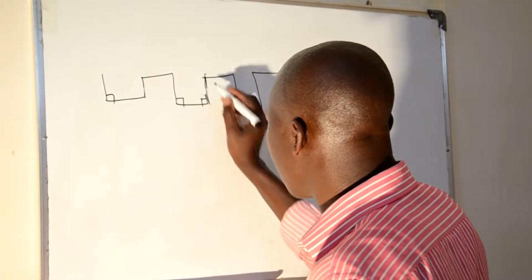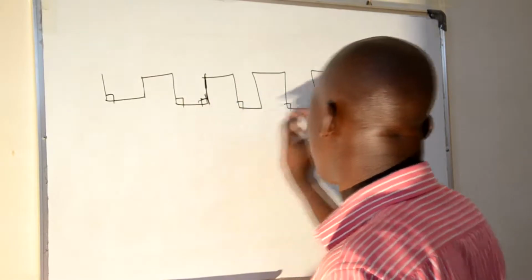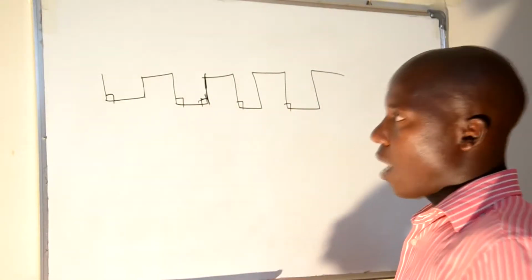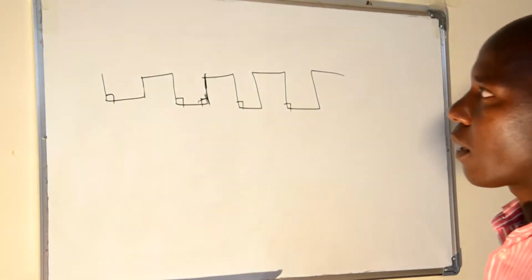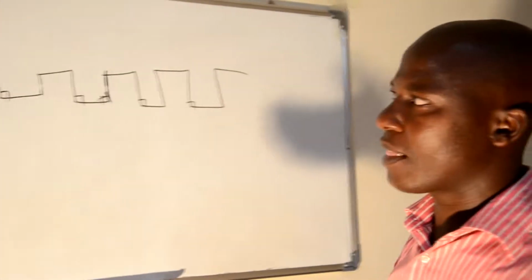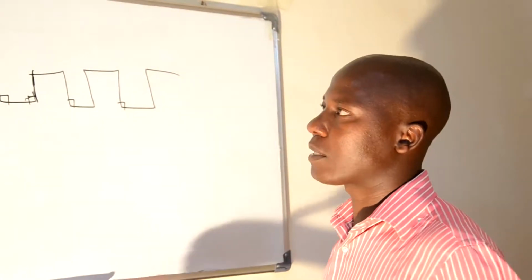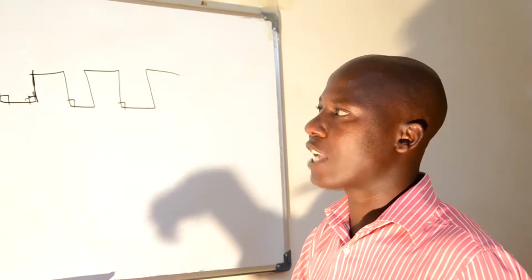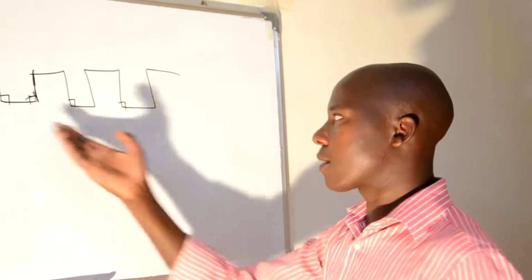This is the right angle. Therefore, according to this law, he decided that whenever the earthquake is taking place, the waves will be moving at a right angle, like this structure.